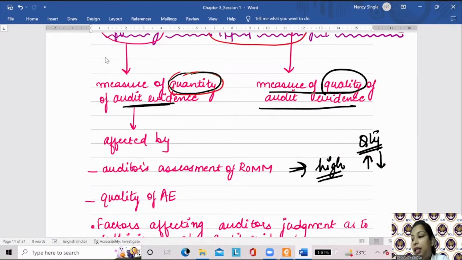Measure of quantity of audit evidence. My question is: if the auditor assesses that there is a higher risk of material misstatement, what is going to be the impact on the quantity of audit evidence? Many of you are saying high, which is absolutely correct. One or two are saying low. No. See, quantity of audit evidence.